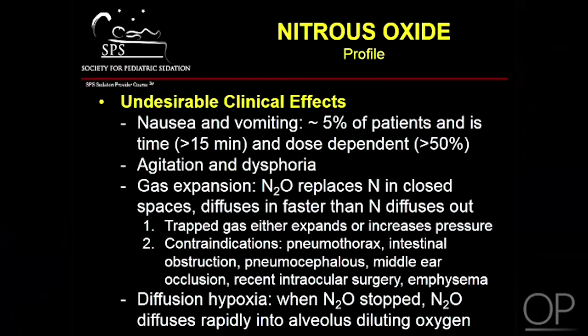Nitrous oxide does have a number of undesirable effects, however, all of which can be prevented or significantly reduced by using it properly. Nausea and vomiting can occur in up to 5% of patients and is both dose and time dependent. It is more likely to occur when nitrous oxide is administered for greater than 15 minutes at doses of greater than 50%. Agitation and dysphoria can also occur and may occur in up to 1% of patients.